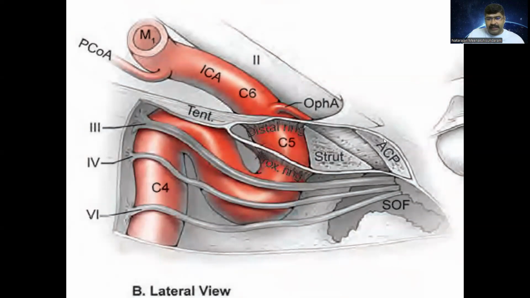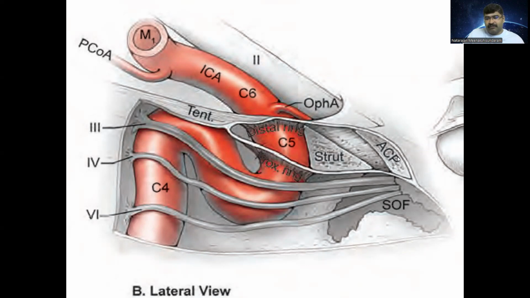So here you can see the dural reflections, one running above the anterior clinoid process and one running below the anterior clinoid process. The dural reflection running below the anterior clinoid process forms the proximal dural ring or the lower dural ring. This is also called the carotid oculomotor membrane. Okay, so this is the proximal dural ring or the lower dural ring.